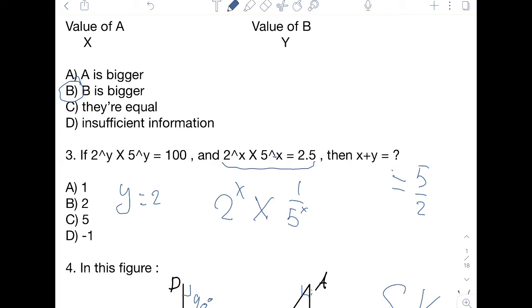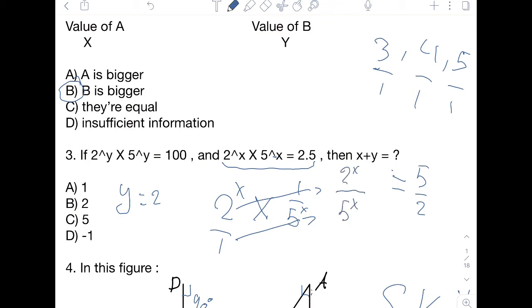So what can we do from here? Well, we know that any number, for example 3 or 4 or 5, if it's just a number, it's always being divided by 1 because it's the same thing. So we can say that 2 to the power of x over 1 is being multiplied by 1 over 5 to the power of x, which if you're multiplying fractions, you can go straight across. And then you'll end up with 2 to the power of x divided by 5 to the power of x equals 5 over 2.